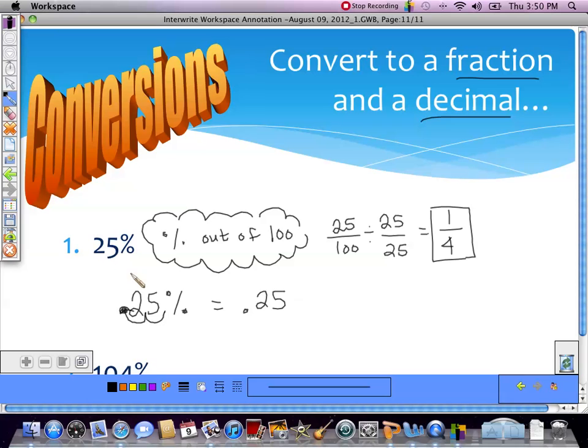The reason that you're doing this, that you're moving this back, is because you're dividing by 100. Remember, percents are out of 100. We're dividing by 100. So that's the reason you're moving your decimal point back, because you are dividing by 100.